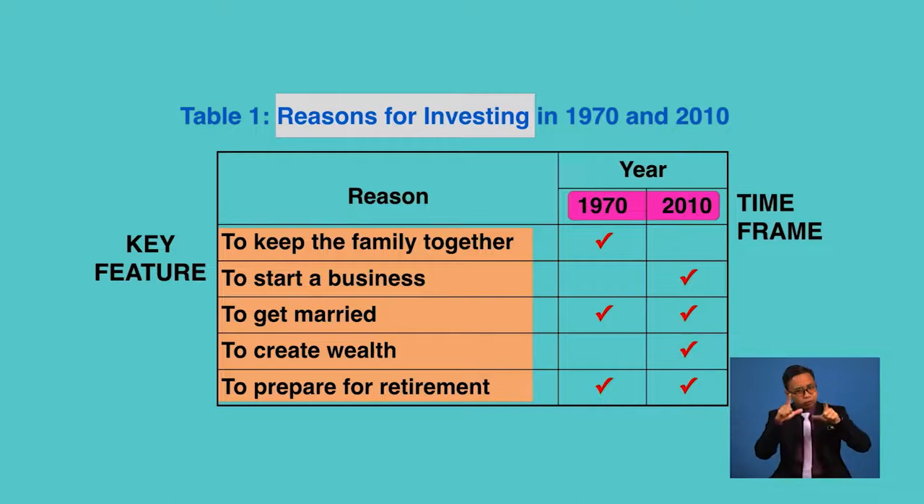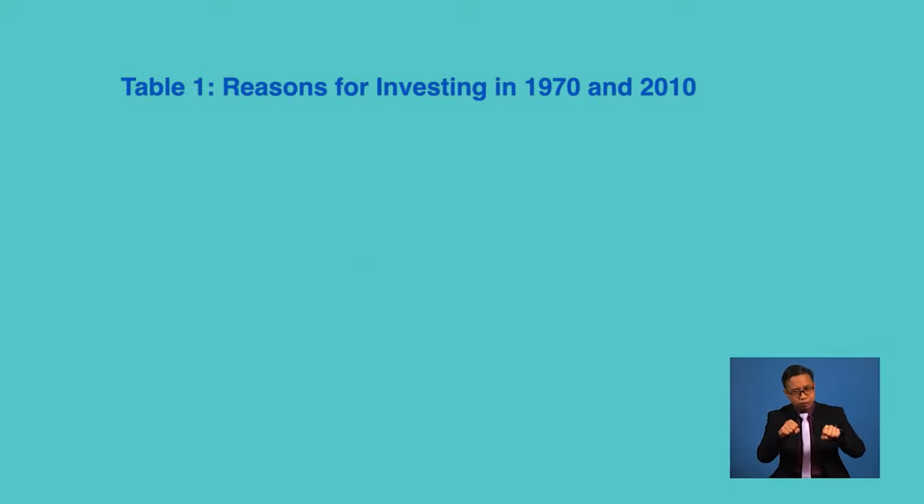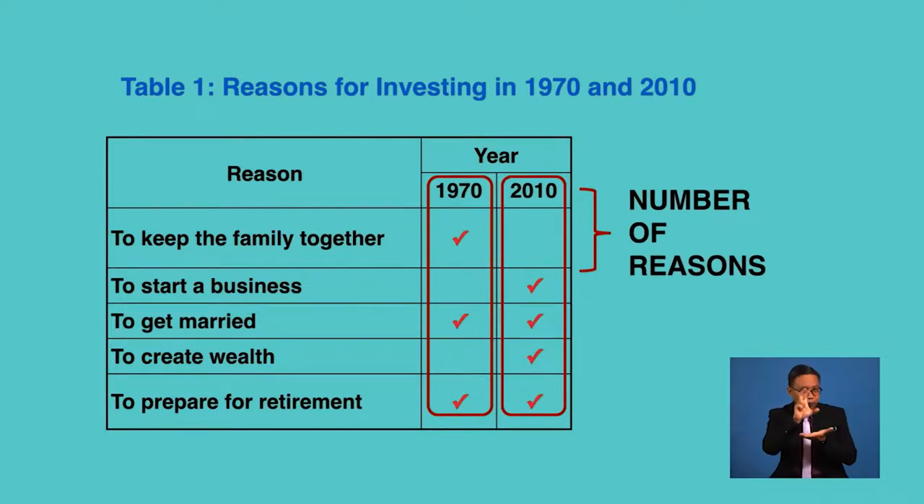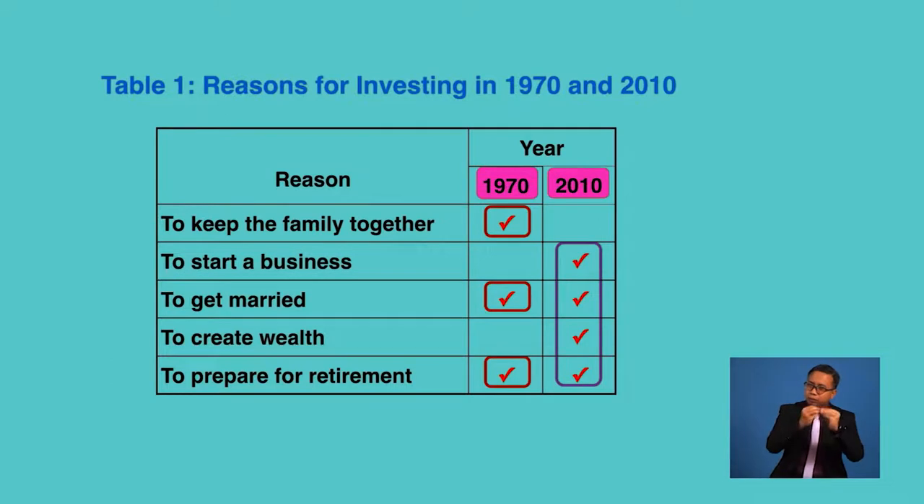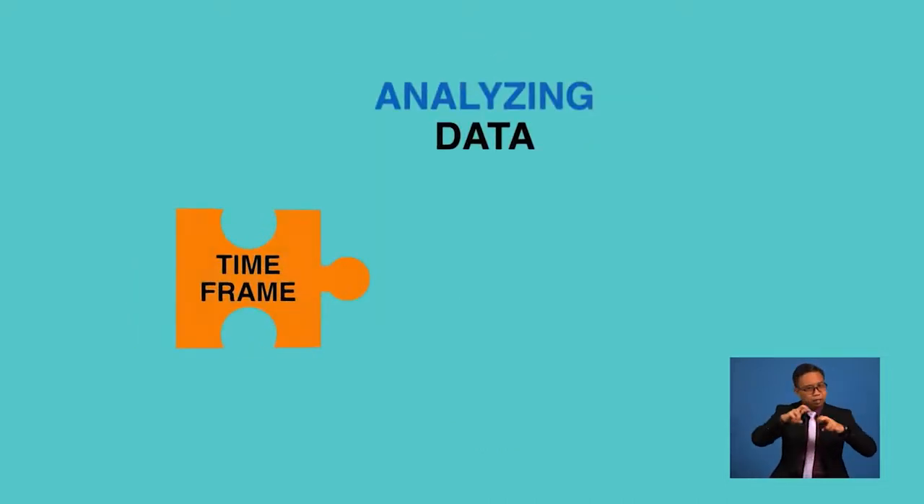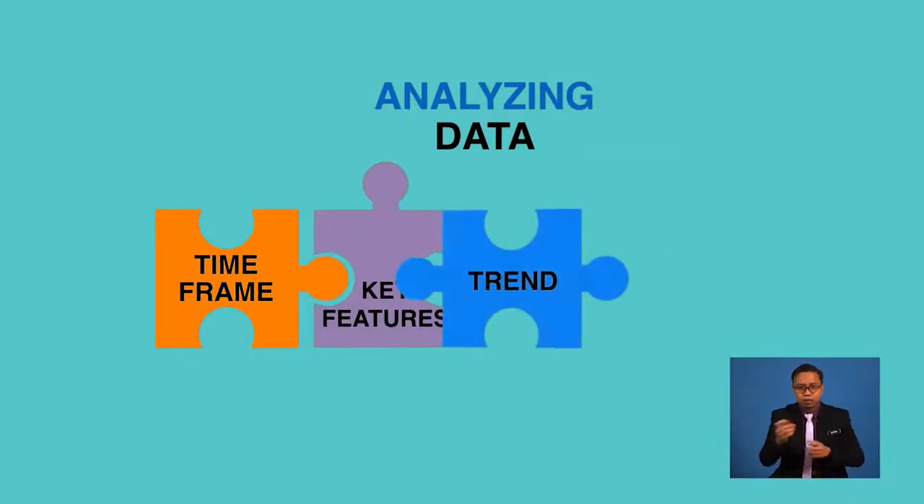What is stated in Table 1? The key feature is reasons for investing, and the other information is the time frame. Using the same formula for analysis, can you explain the movement of the trend in this visual? Can you make any comparison between the reasons for investing in 1970 and 2010? What are you comparing? You are comparing the number of reasons in 1970 and 2010. How many reasons are there in 1970 and in 2010? There are 3 reasons in 1970 and 4 reasons in 2010, right? What is the formula for analysis again? Time frame plus key feature plus trend word plus data.